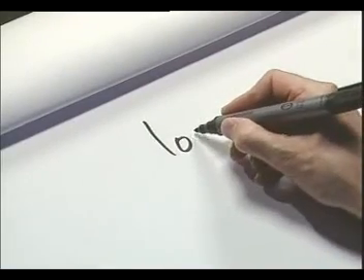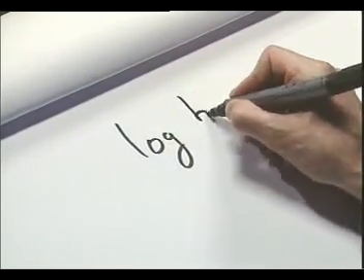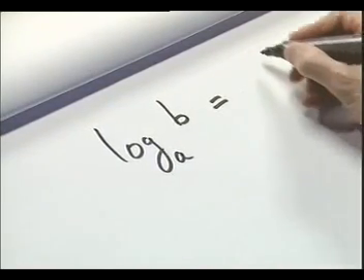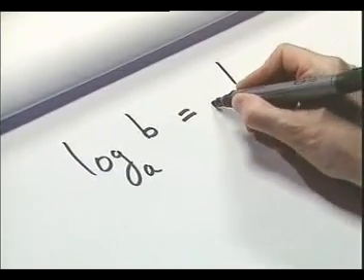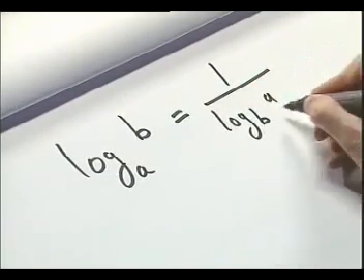And that's true in general. I haven't proved it by showing you those two examples, but I have been able to demonstrate it. And that is true in general, that if we have the log of b to base a, then that is equal to 1 over the log of a to base b.